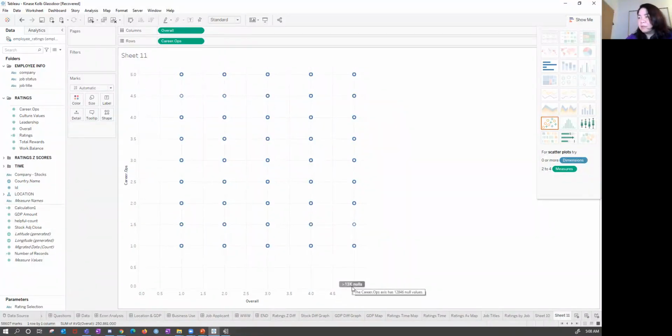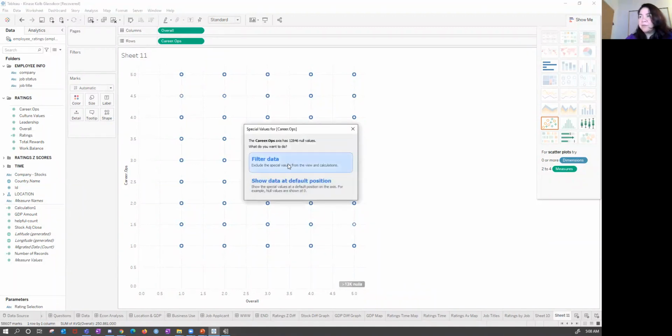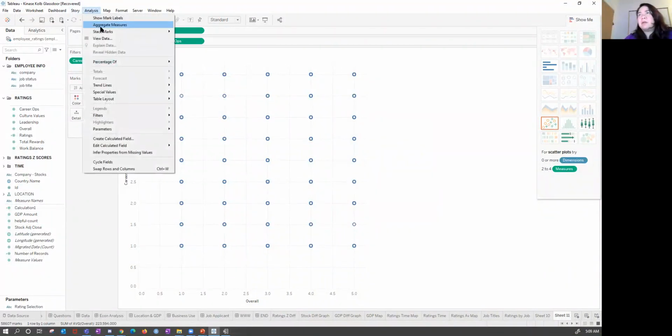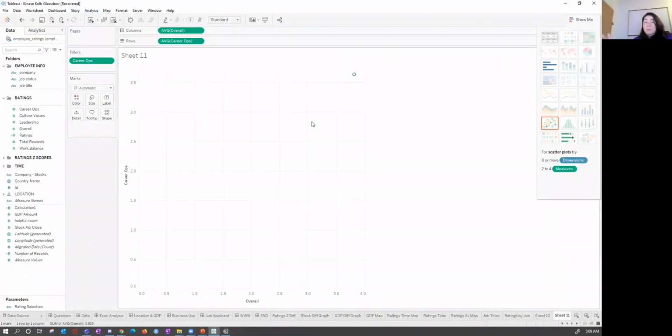Also notice all the nulls here, so you can just tell it to filter it. There we go. So everyone who didn't answer that question is now filtered out of this graph. It still doesn't look good just because of the type of data that we have here. But let me aggregate it back. How can we make this look a little better?